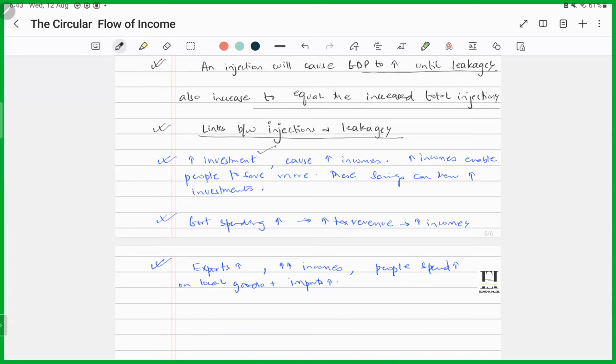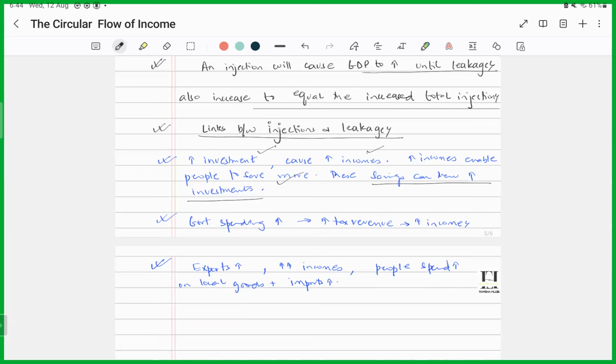If the firms invest in businesses, they expand their production activities, what happens? It causes an increase in incomes. What happens to this increase in income? This increase in income then enables people to save more, right? So then this is what? This is a withdrawal, this is a leakage. So investment was an injection, which led to an increase in a withdrawal, a leakage as well, right? So these savings can then increase investments, and then further you can use these savings to increase investments again. So people would be saving it and maybe they would invest it again, right?